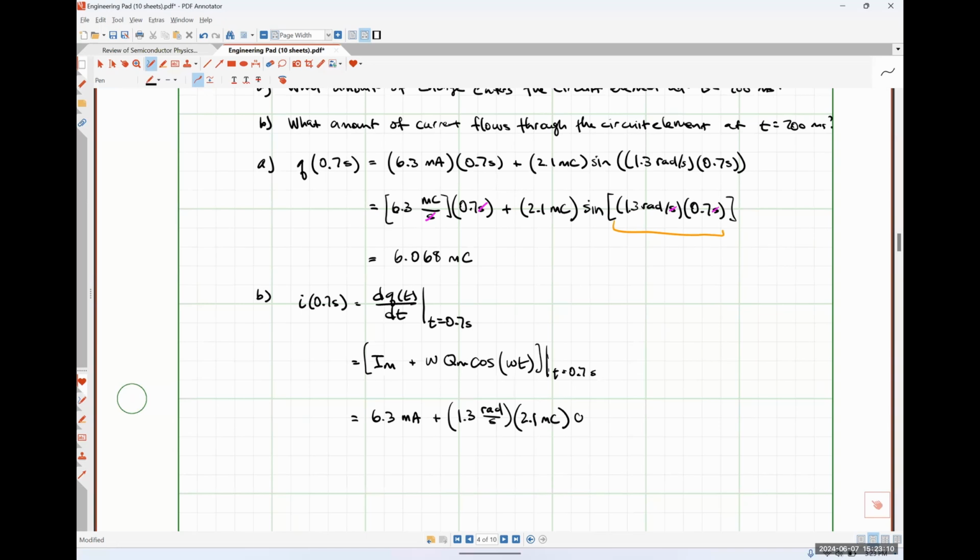Then we have cosine of 1.3 radians per second. Sorry, that got away from me. Times 0.7 seconds. Okay. So I'm going to throw this in my calculator, even though I know the answer is on the sheet. I always like to make sure I didn't make any mistakes. So 6.3 plus 1.3 times 2.1 times the cosine of 1.3 times 0.7. And because my calculator is set in degree mode, I'm going to introduce a conversion factor. That's just going to be pi over 180.